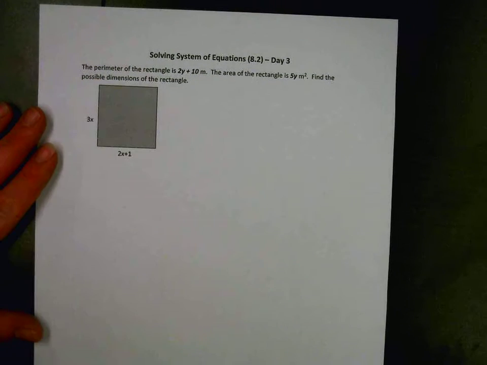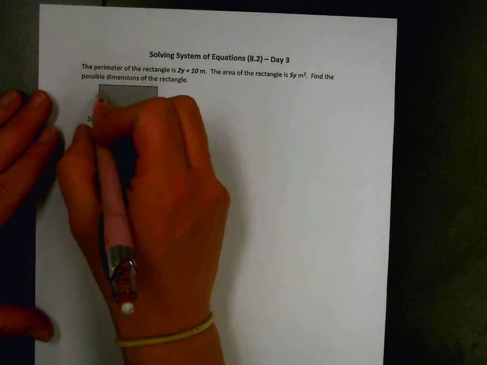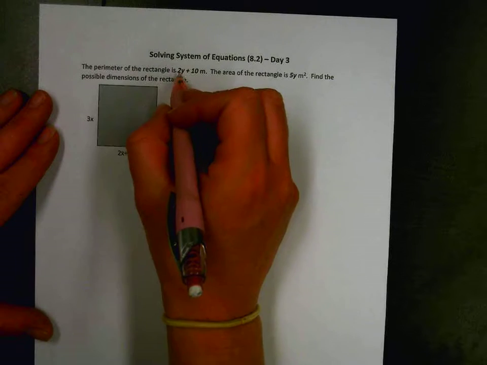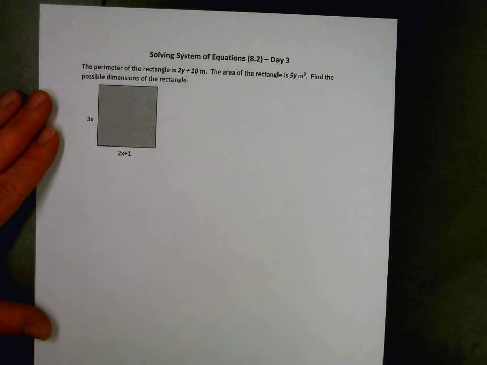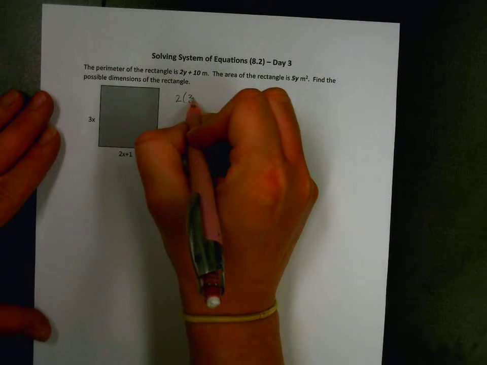The perimeter is 2y plus 10 meters, and the area of the rectangle is 5y. We know that if we add up all the sides of a rectangle, it will equal the perimeter, which is 2y plus 10. So I need two sides of 3x, and I also need two sides of 2x plus 1. So this is my first equation.